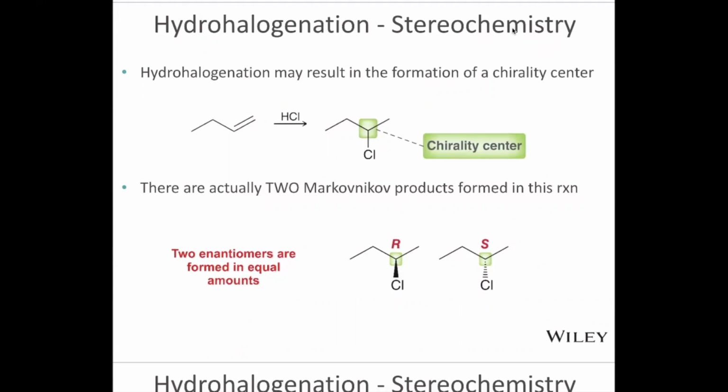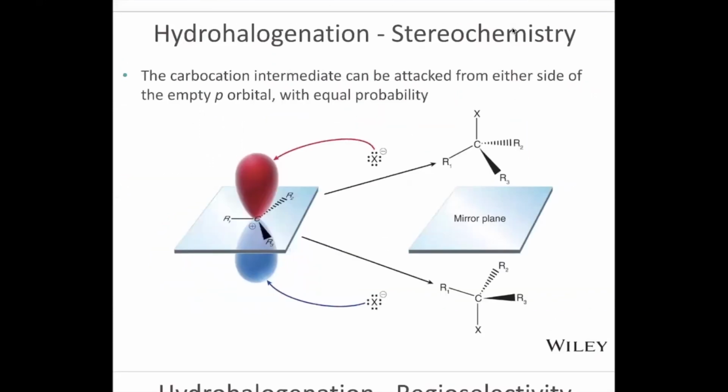Whenever we have hydrohalogenation, we may actually be creating a chirality center. And if we do form a chirality center from our alkene, then we actually get a racemic mixture, an equal mixture of the R and the S, because that carbocation intermediate is planar, and so our nucleophile in the second step can attack from either side. Here's our carbocation intermediate, planar with our empty p orbital. And like I said, the nucleophile can attack from either side. And so that's why we get an equal mixture.